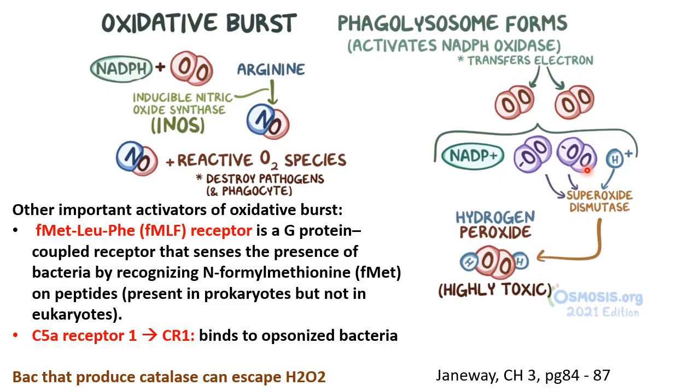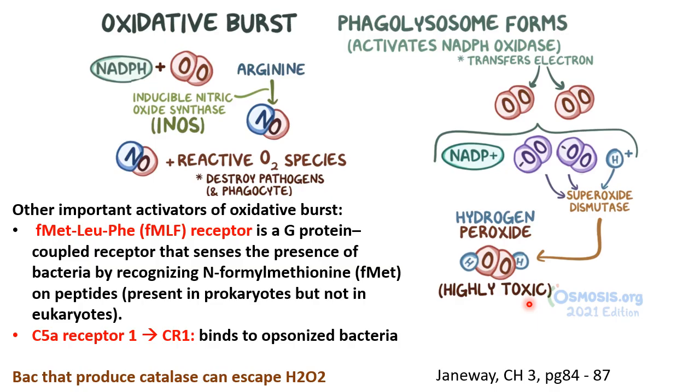And you are going to get several products out of this, but I had mentioned here superoxide and hydrogen peroxide. Superoxide is highly reactive. So in order to not have superoxide flying around the cell and destroying everything, you have an enzyme that transforms that into hydrogen peroxide. The name of that enzyme is superoxide dismutase. It dismutates the superoxide.